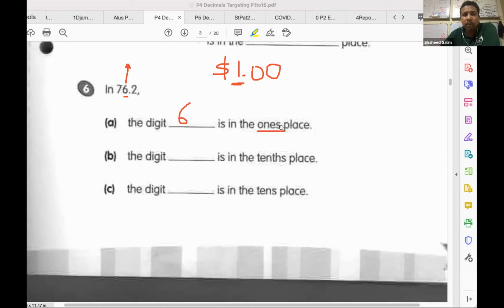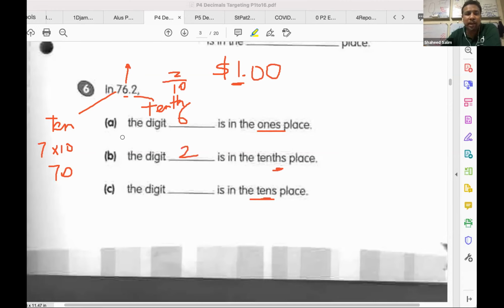And then what? Beside it is TEN. To the right is TEN also, but T-E-N-T-H. What's the difference? The difference is that the 7 down here is 7 times 10, and the value is 70. Whereas this 2 now is 2 divided by 10, and the value is 2 over 10. So in the tenths place, with a TH, is 2. In the tens place, with no TH, is 7.